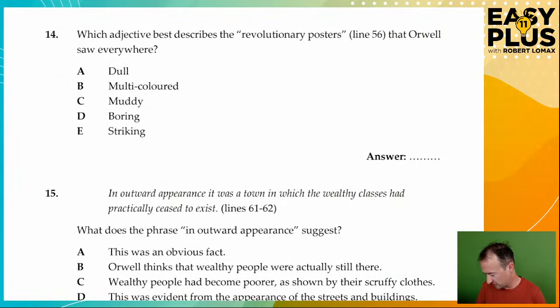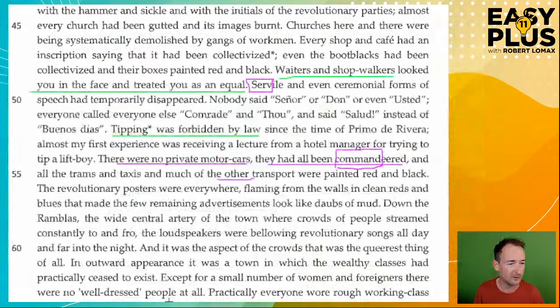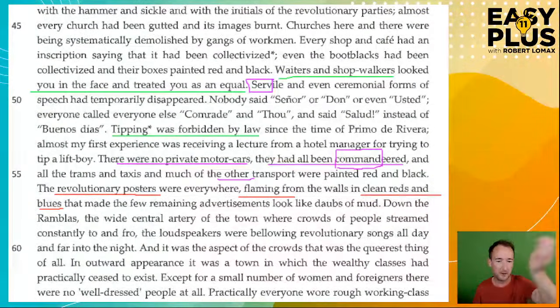Which adjective best describes the revolutionary posters, line 56, that Orwell saw everywhere? Okay, line 56, revolutionary posters. Dull, multicoloured, muddy, boring, striking. Let's go for a different colour now. Let's go for red because we're talking about revolutionary posters. Seems appropriate. So here are the revolutionary posters. They were flaming from the walls in clean reds and blues that made the few remaining advertisements look like daubs of mud. You don't need to know what daubs means to get the sense of this, but if something's daubed, it means roughly painted. So like mud has been splashed on the walls.